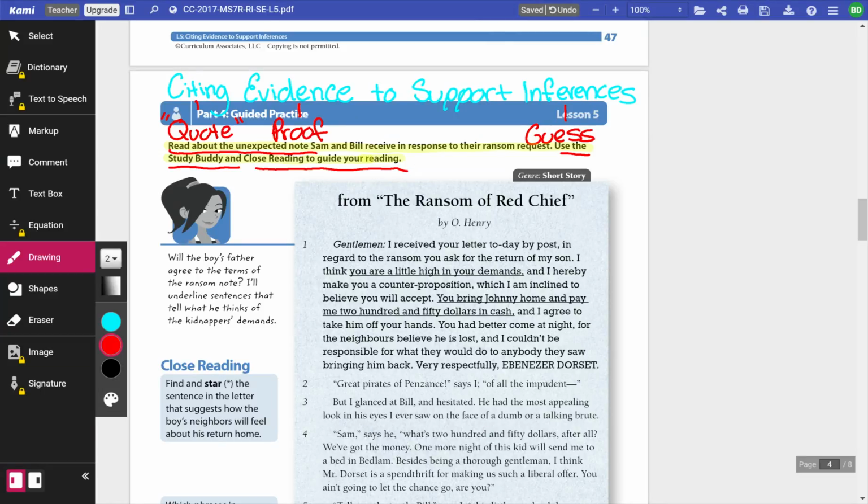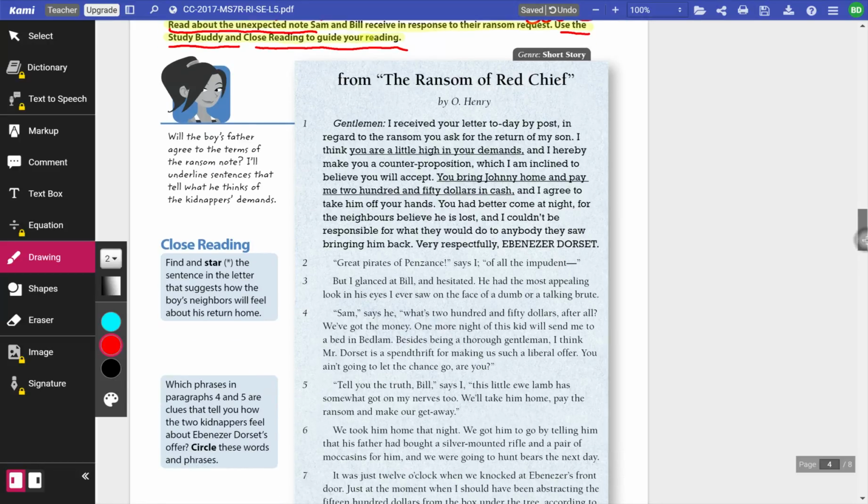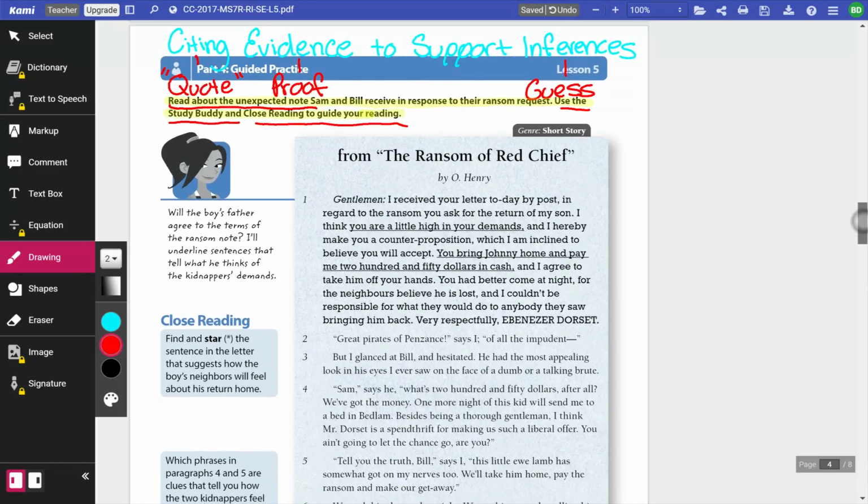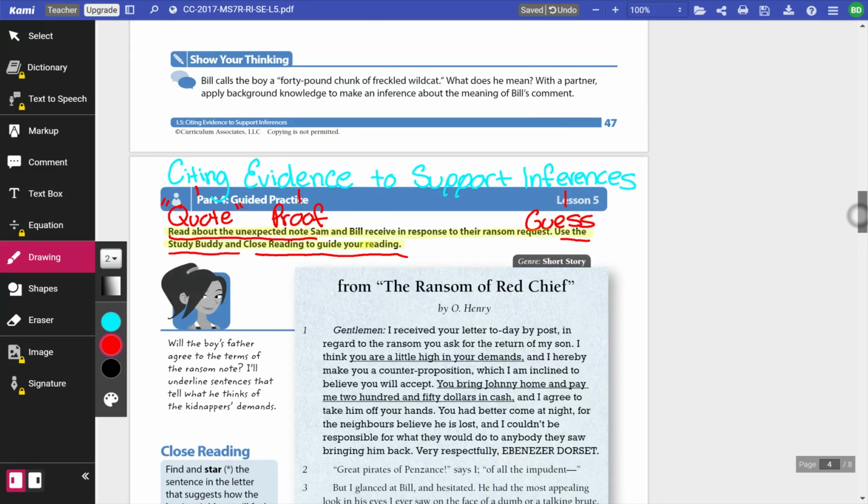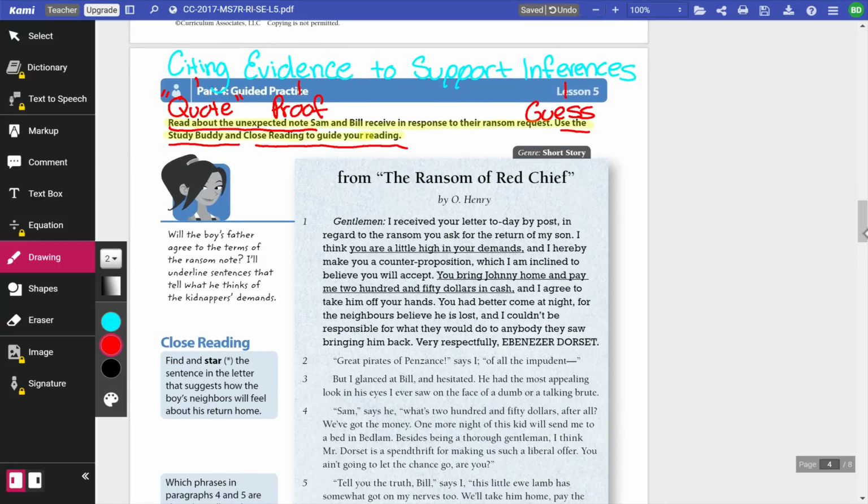Okay, so before we get started reading the rest of the short story, let's look at our study buddy, which is right here. So the study buddy says, will the boy's father agree to the terms of the ransom note? I'll underline sentences that tell what he thinks of the kidnapper's demands.